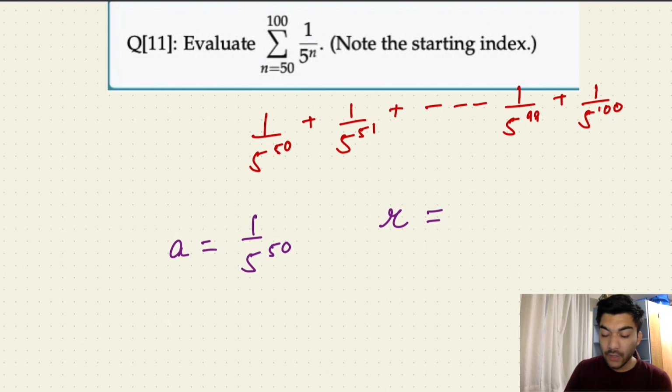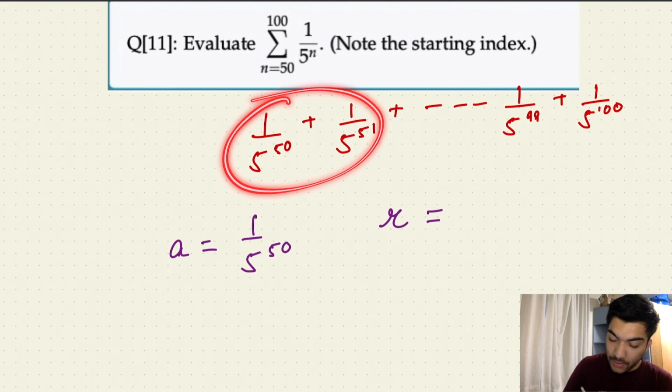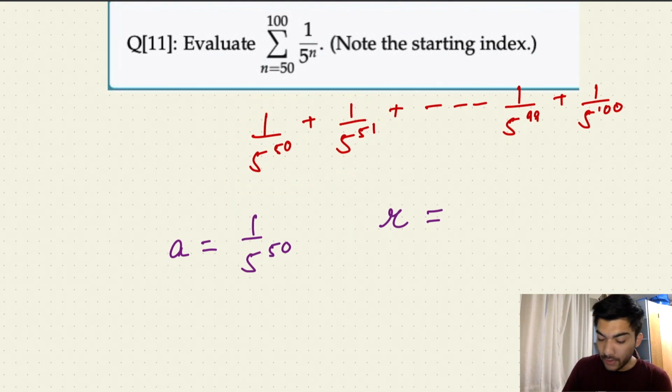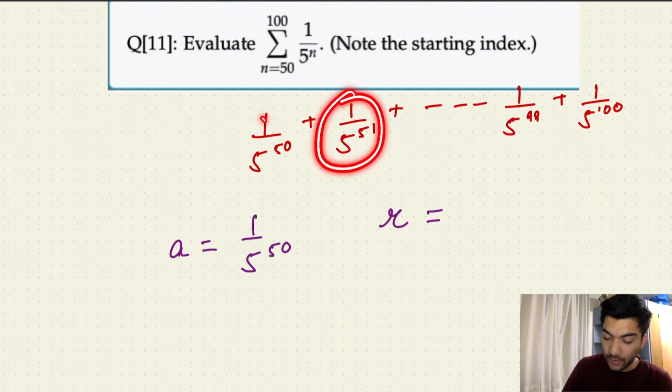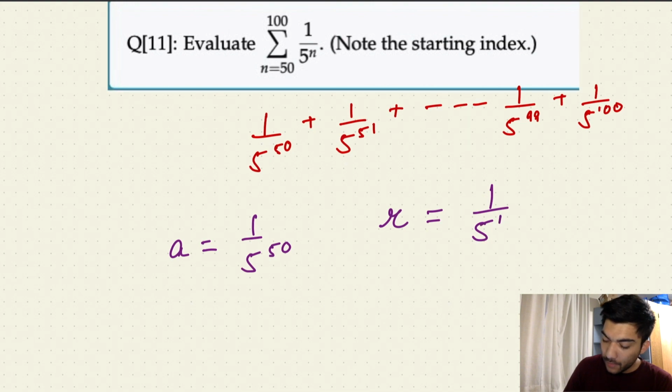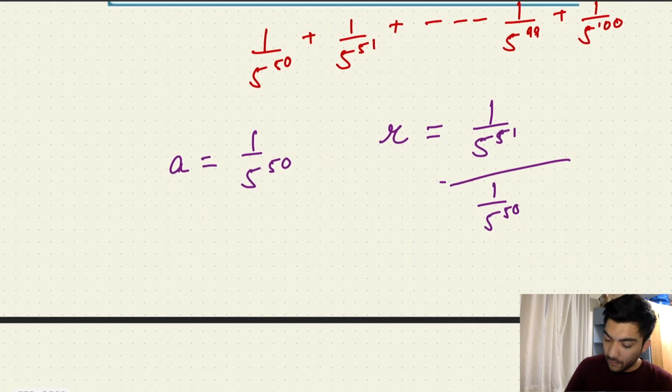You just have to pick two consecutive terms and divide the second term by the first term. So let's pick these two consecutive terms. In order to get the common ratio, we divide this with this term. So it's basically 1 by 5 to the power 51 divided by 1 by 5 to the power 50. And if we calculate that, we get our r to be 1 by 5.